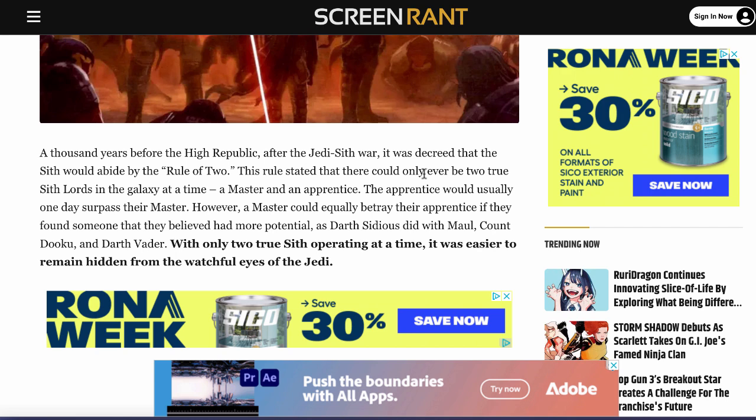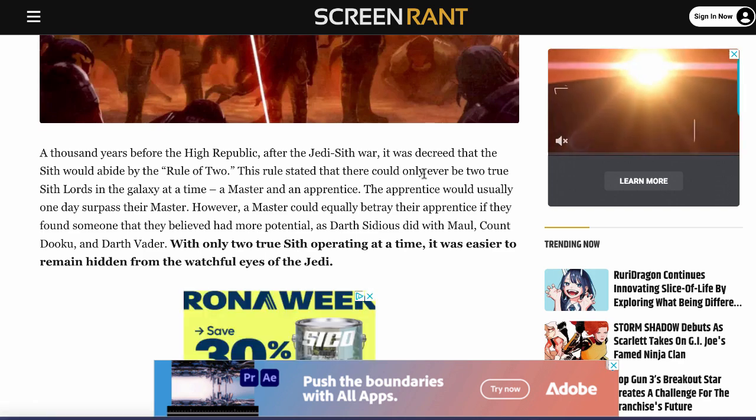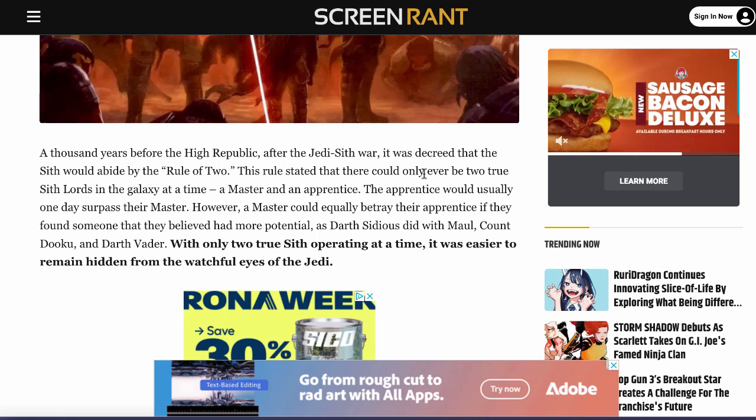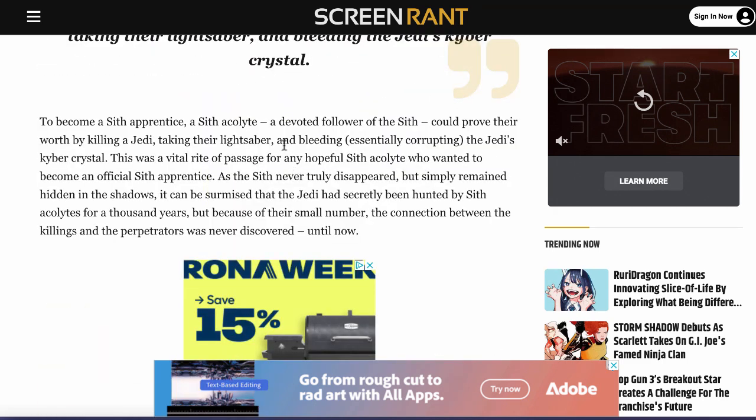With only two true Sith operating at a time, it was easier to remain hidden from the watchful eyes of the Jedi. Now, having said that, as far as I'm remembering, Dooku was already under Sidious in The Phantom Menace, so the rule of two was not being adhered to by Palpatine. To become a Sith apprentice, a Sith acolyte, a devoted follower of the Sith, could prove their worth by killing a Jedi, taking their lightsaber, and bleeding the Jedi's kyber crystal.